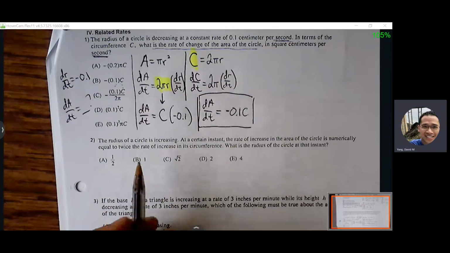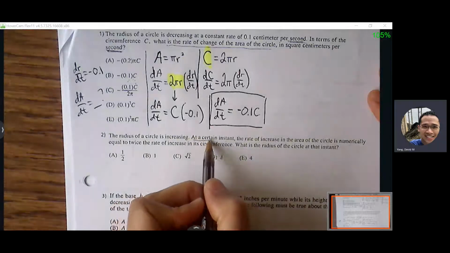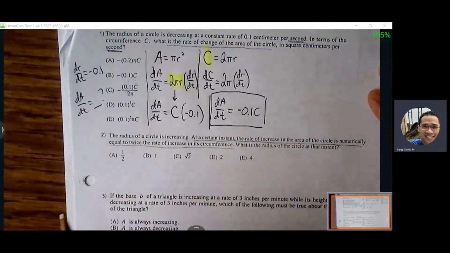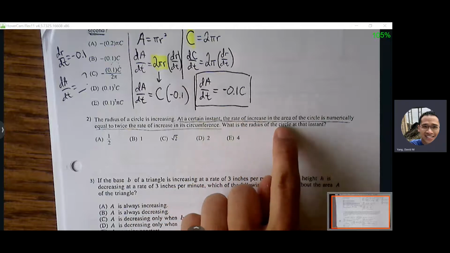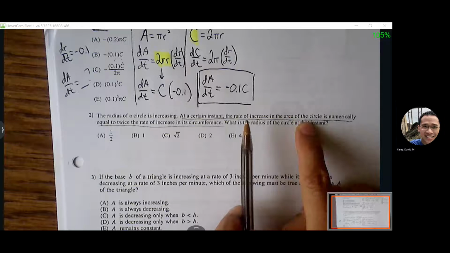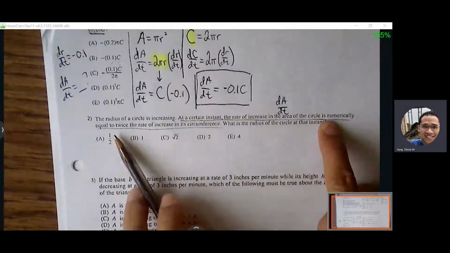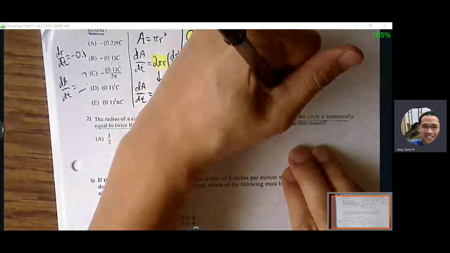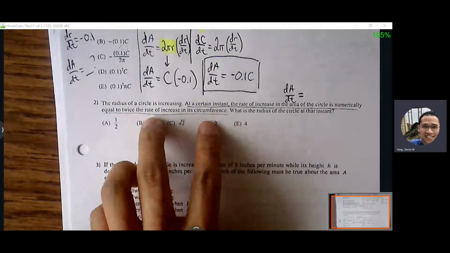So let's see if we can get this second long sentence into something that is more equation form here. Okay, let's break this down piece by piece here. Rate of increase in the area of a circle. What is that referring to? dA/dt, okay. Is numerically equal. So if I see the word is equal to, I know I'm looking for an equal sign. So I do that. Is equal to twice the rate of increase in the circumference.